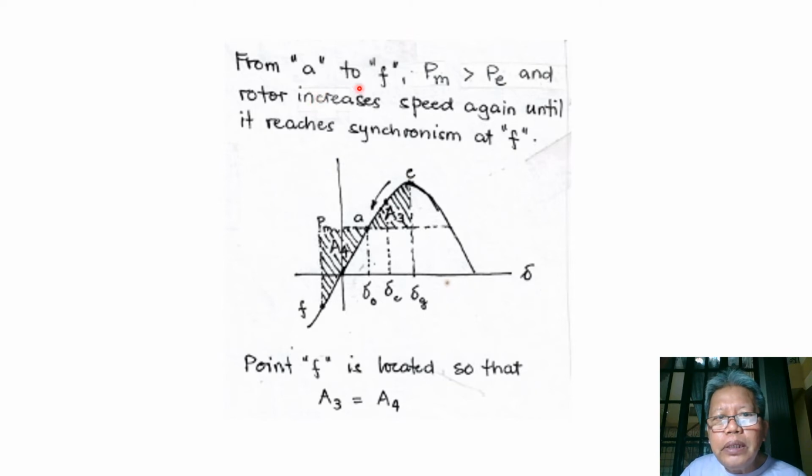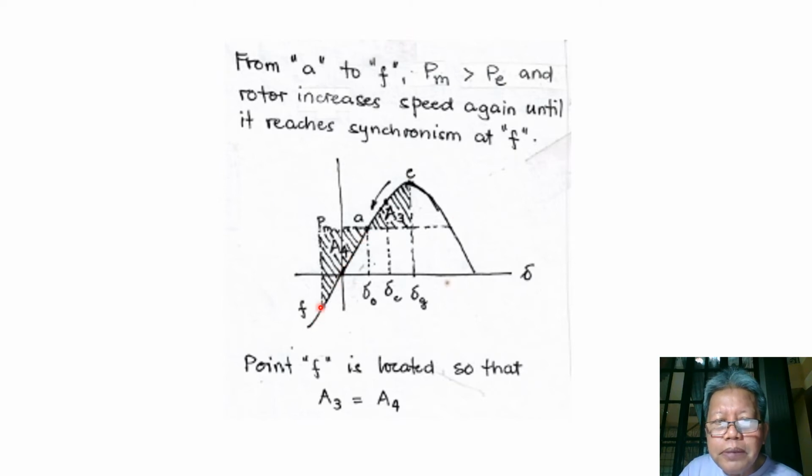Now from point A to point F, PM is greater than PE. So from A, because it cannot stop at point A, it has to move down along the curve, where at this point PM now is greater than PE. So PE is here and PM is here. So our PM is greater than PE. So the rotor increases its speed until it reaches synchronism again at point F.